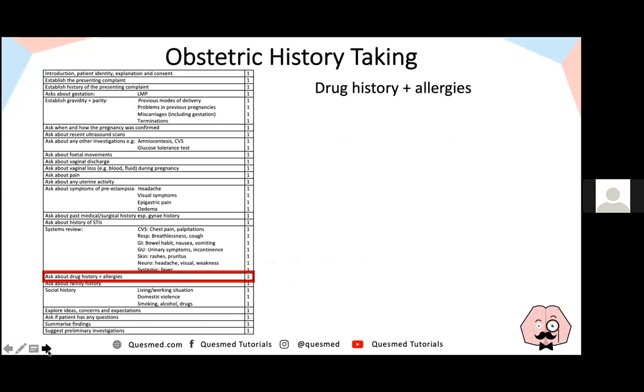Obviously, we ask about drug history, including vitamins, so folic acid, vitamin D, and including asking about over-the-counter medications. So remember, some medications are not safe to take in pregnancy, things like ibuprofen. And obviously, we ask allergies. We ask about family history, specifically asking if anyone in the family ever had any problems in pregnancy.